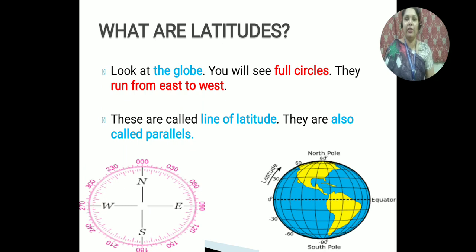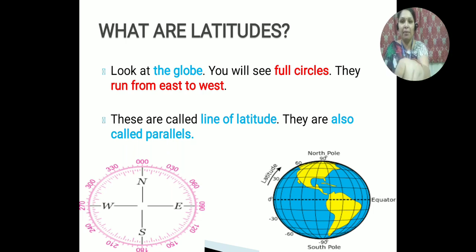Now going further to the new topic of this chapter, we will study what are latitudes. Look at the globe on the right hand side. If you see this picture of a globe, you will see full circles. They run from east to west. So the black lines which are moving from east to west are known as latitudes.